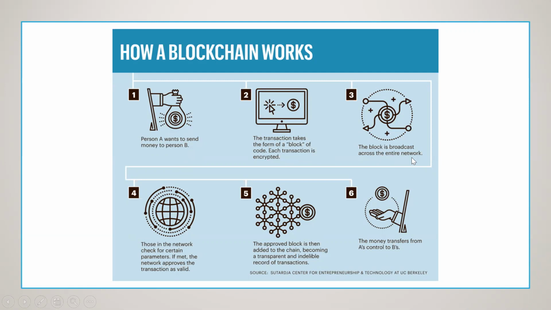Block is broadcast across the entire network. Of course, you need to know everyone. It is anonymous. It is transparent. So whatever is happening within the network, everyone knows about it. So those in the network check for certain parameters. If the network approves the transaction as valid, this approved block is then added to the chain and the money gets transferred.